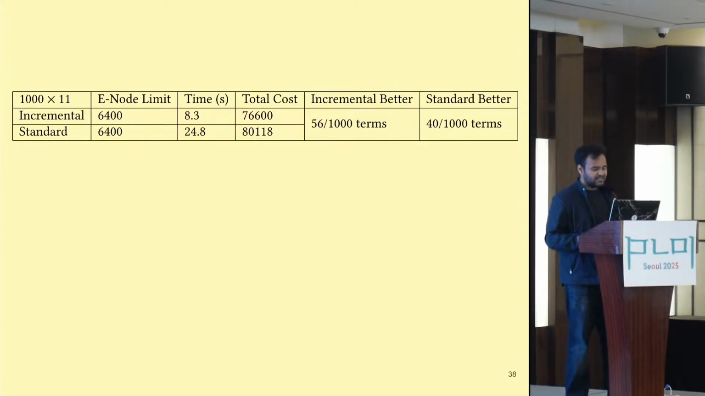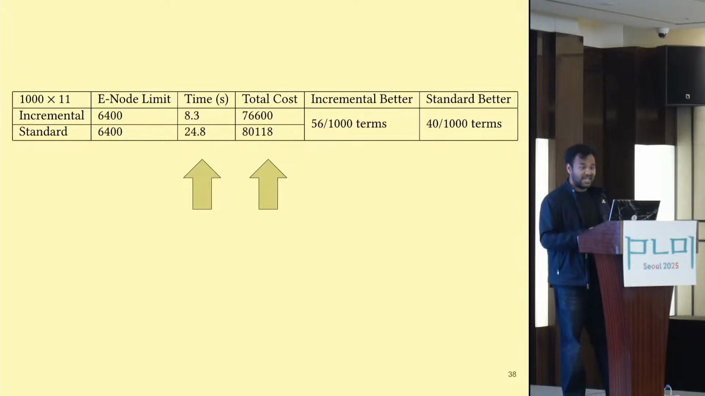Here are some detailed results for optimizing 1,000 terms of size 11 with a specific budget, in this case 6,400 e-nodes. Incremental EGSAT is about 3 times faster, and it finds solutions of lower overall cost. However, incremental EGSAT does not find an equivalent or better solution than standard EGSAT for every term. For the vast majority of terms, the 2 algorithms find a solution of equal cost. However, for 40 terms out of 1,000, standard EGSAT manages to find a better solution.